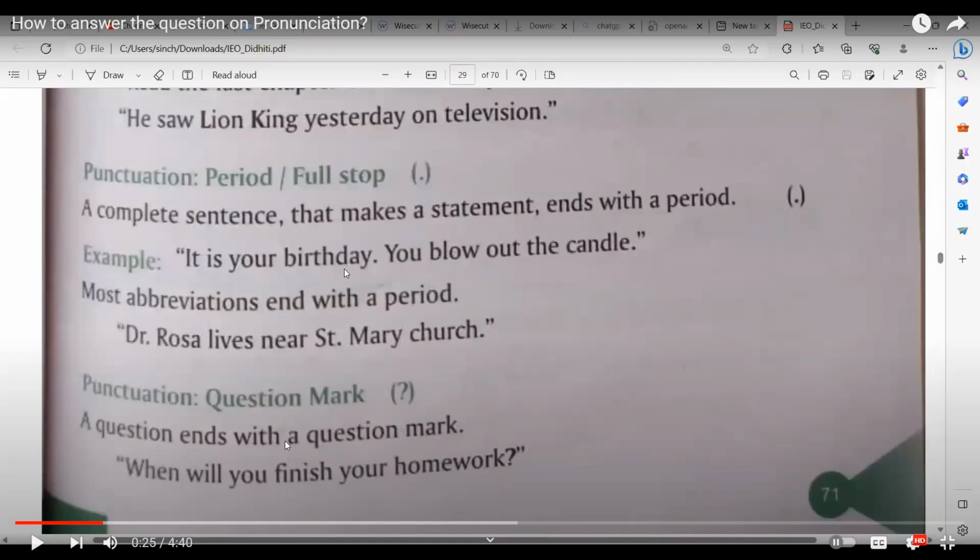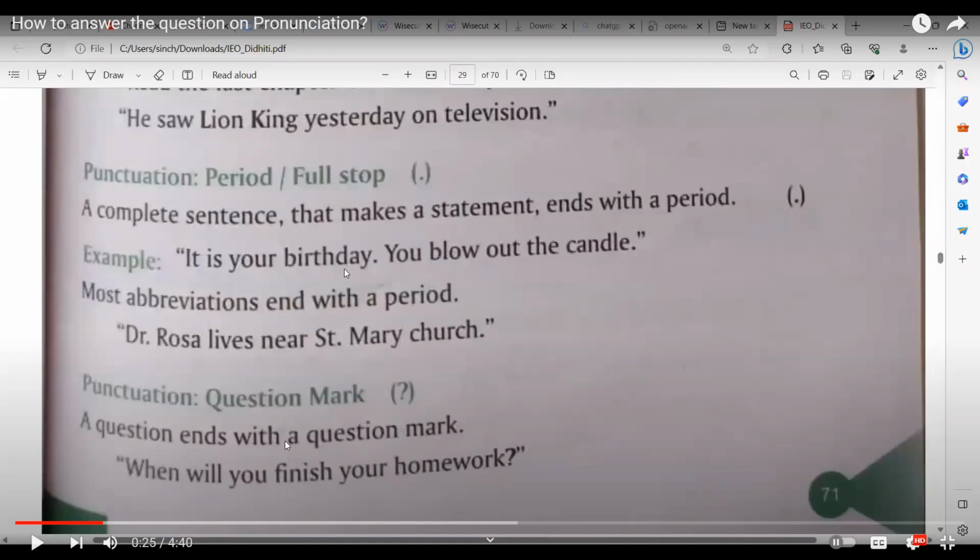Okay. Now, Ashmita, tell me a sentence, beta. Yes, ma'am, I'm telling. I live in Midnapur. Very good. So where will you use the full stop, beta? Ma'am, at the end of the sentence. Very good. At the end of the sentence.